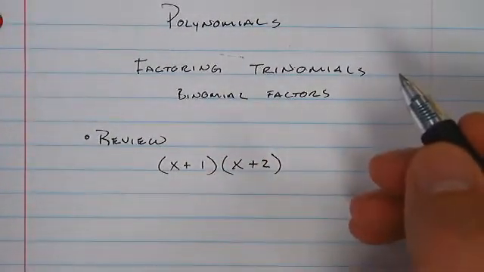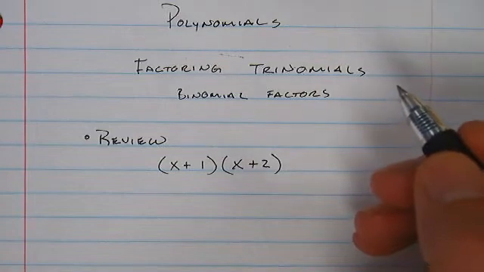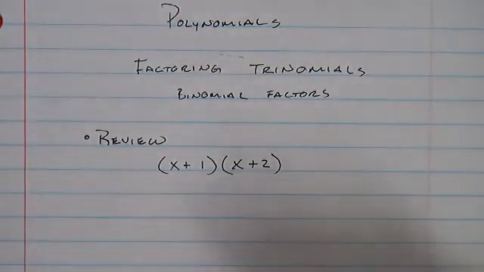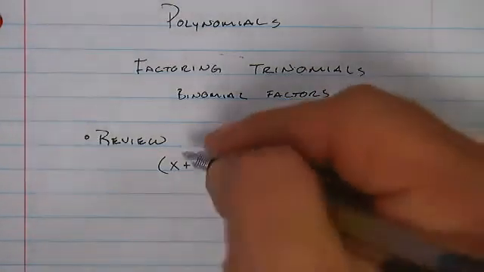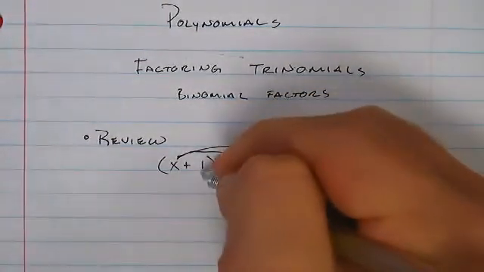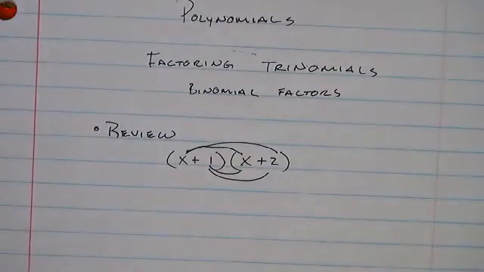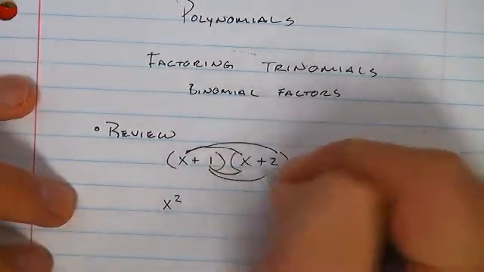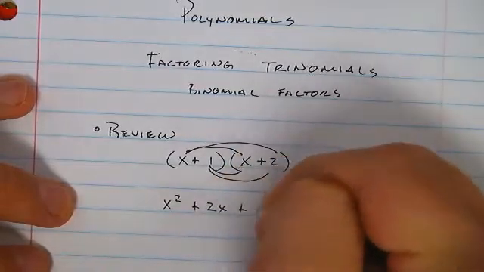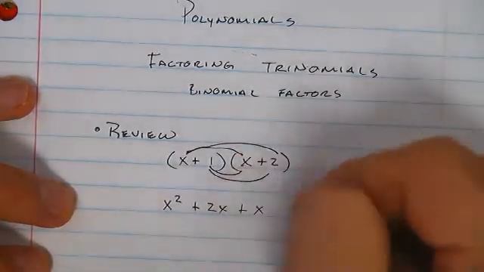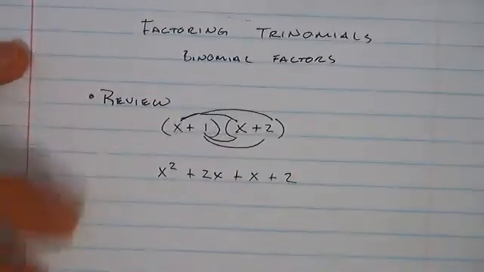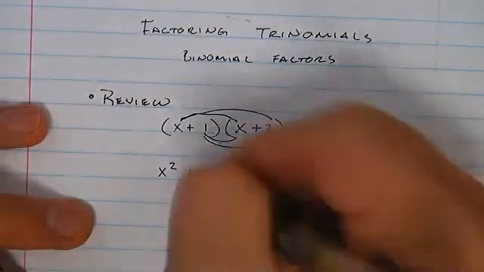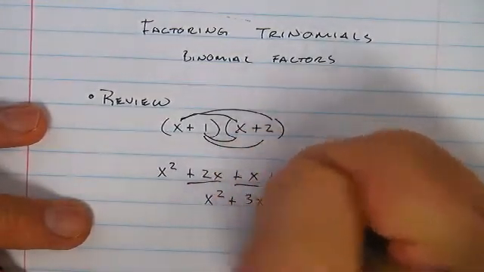Some teachers would call it foiling. Okay. I don't like to teach that because it only applies to binomial times binomial. It doesn't work past that. We look at it as a distribution process where we're just going to take each term and distribute it to the second. Okay. So we have x times x, which is x squared. We have x times 2, which is 2x. We have 1 times x, which is x, and then 1 times 2, which is 2. Okay. So what do we end up with, right? When we combine these two center terms, we have x squared plus 3x plus 2.